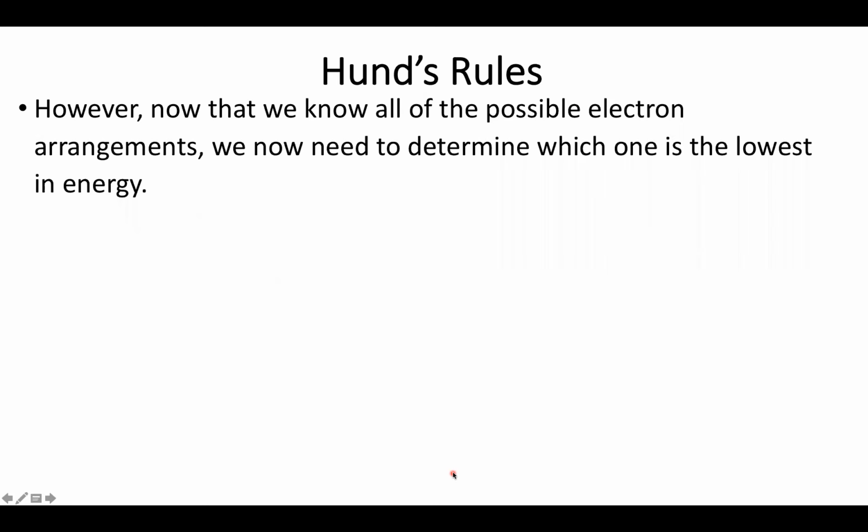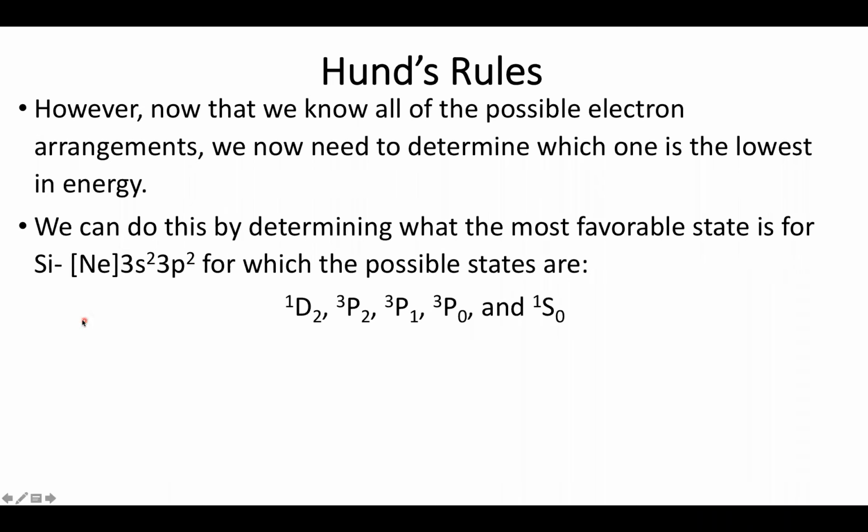So, what we've done so far is we've now figured out which electron arrangements are possible. Now, I want to try and figure out which one is the lowest. To do this, we're going to work through an example of the silicon electron configuration, whose 2p electrons generate 5 different term symbols, or 5 different states, ranging from a singlet D to a singlet S with 3 triplet P's in between.